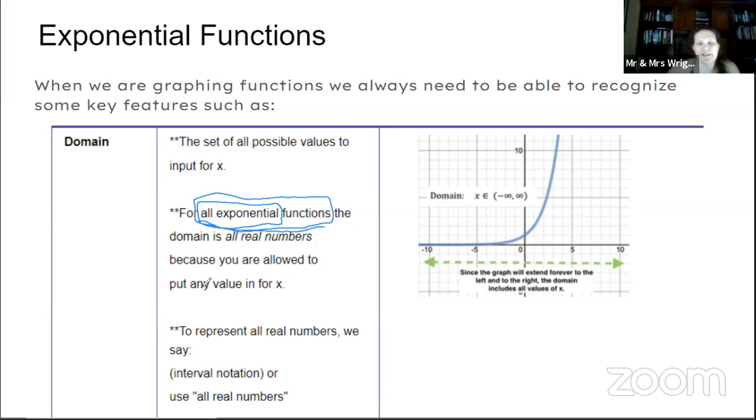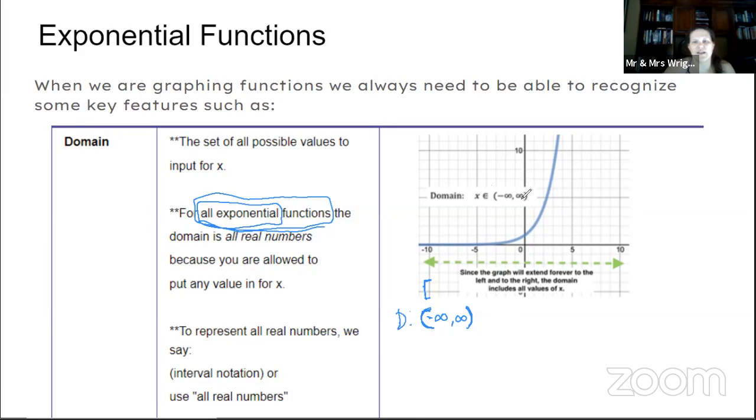Now, how do we write that? To represent all real numbers, it says we should use interval notation. All real numbers can be expressed in interval notation with parentheses here. Remember, a bracket means it's going to be included, but we're not going to include infinity, because we cannot contain infinity. So it's negative infinity to positive infinity. This is our domain.